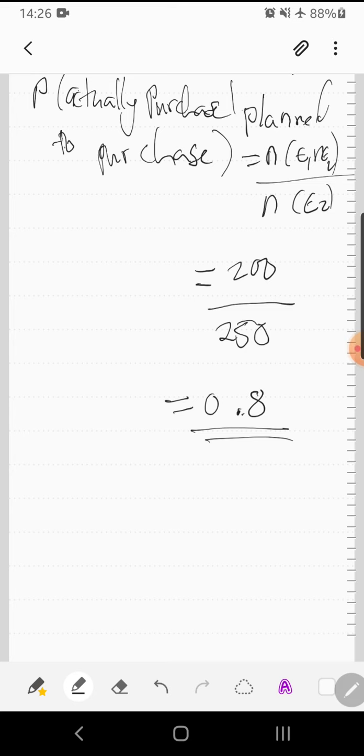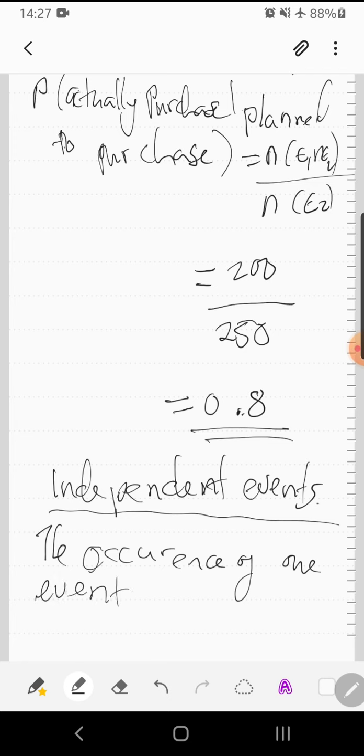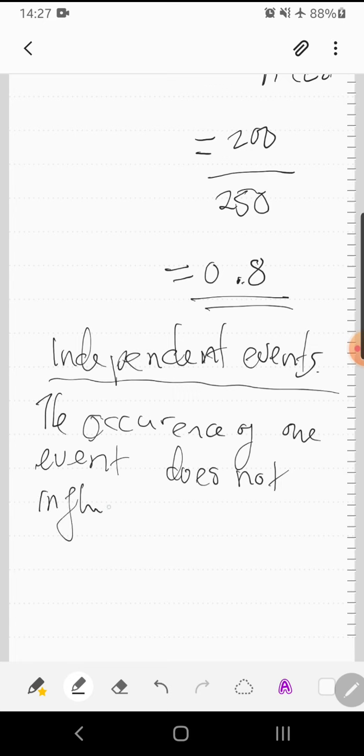Now we move to independent events. Independent events are events where the occurrence of one event does not influence the occurrence of another.